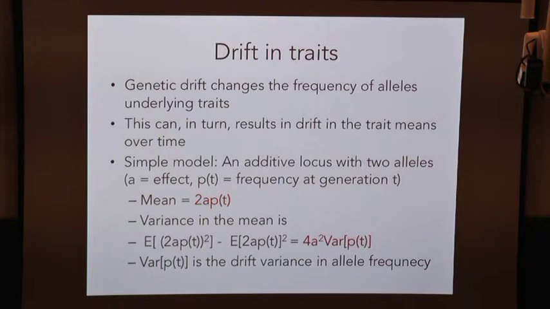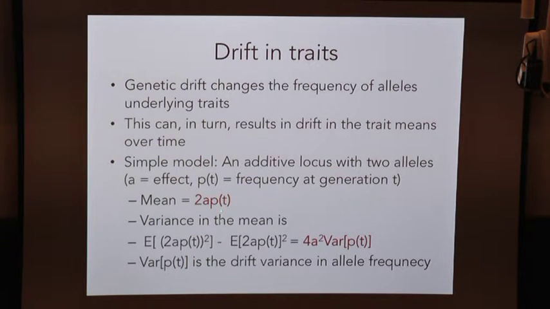And a very simple model for that is, let's imagine I have an additive locus. So I have effects 0, A, 2A for my 3 genotypes, where each copy of big A gives you an increase in the mean, and we'll let P be the frequency of that. So with this simple model, you can show that the mean is simply twice A times the frequency.